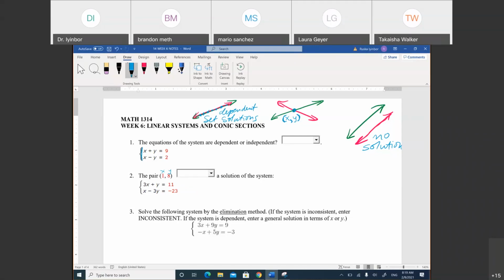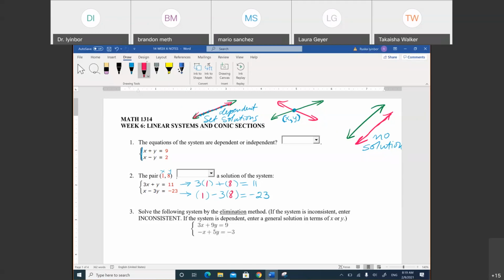So I'm going to plug it in. I'm going to use the first equation. X is 1, y is 8. So I have 3 times x plus y equals 11. That's what you need to check. And you're also going to plug it into the second: x minus 3y equals negative 23. Then you plug in the numbers: x was 1 and y is 8.